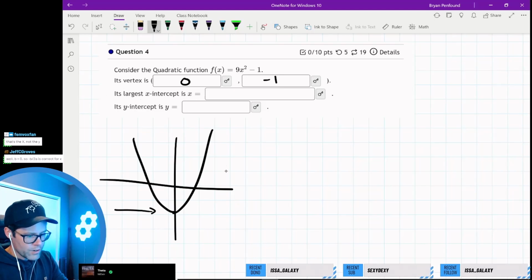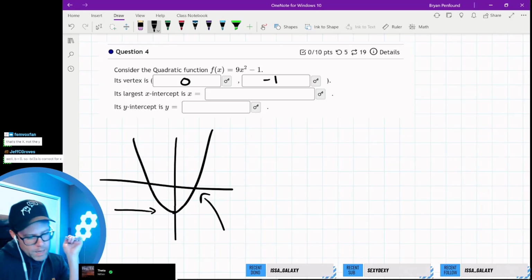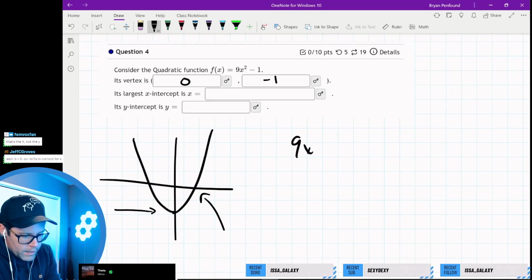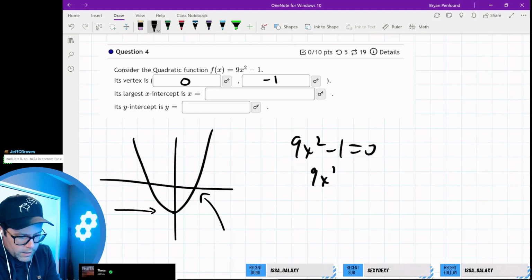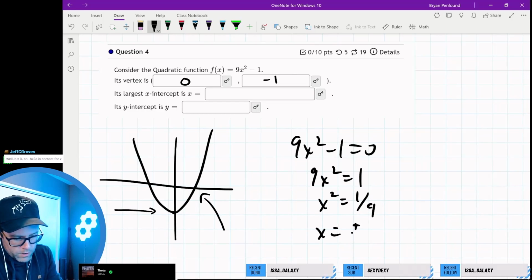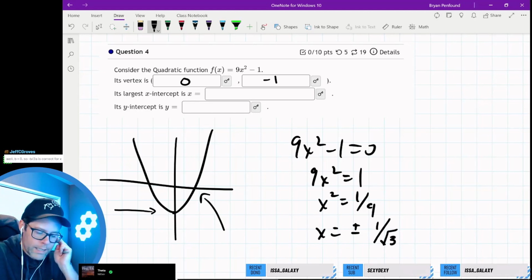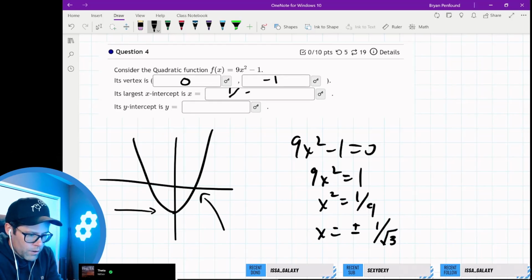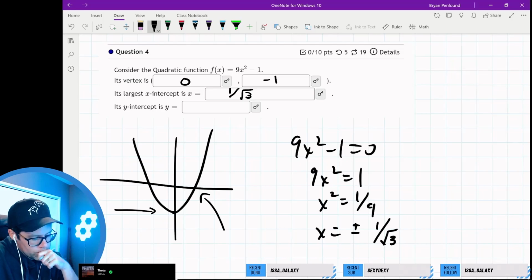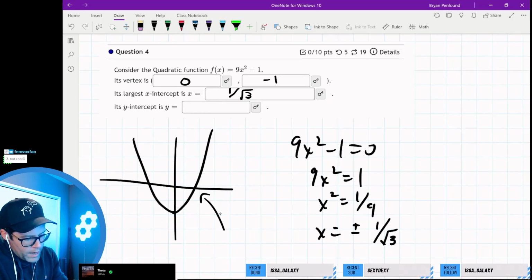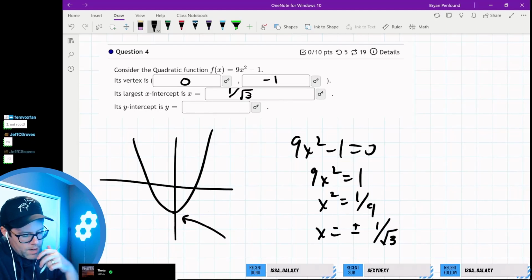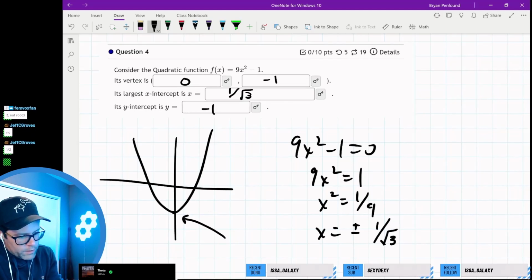The largest x-intercept is going to be this one. The x-intercepts happen when y is 0, so that happens when 9x squared minus 1 is equal to 0, so 9x squared is equal to 1. x squared is equal to 1 over 9. So x is going to be plus or minus 1 over root 3, if we take the square root of both 1 and 9. So the largest x-intercept should happen at 1 over the square root of 3. Now the y-intercept in this particular case, I guess, happens at the vertex, which is at negative 1.